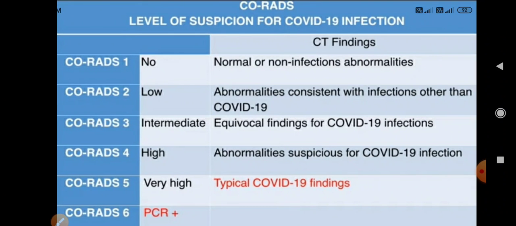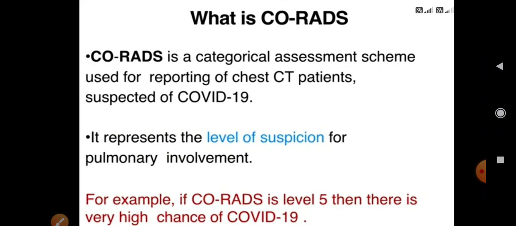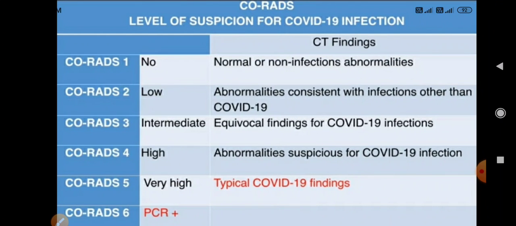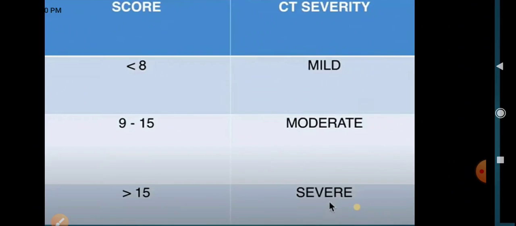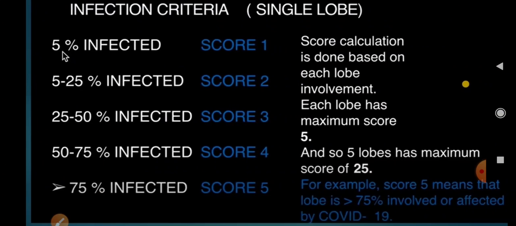These are the CO-RADS classifications. CO-RADS 4 means high, 5 means very high, and CO-RADS 6 means PCR positive. CO-RADS is a categorical assessment scheme for reporting CT chest of patients. 3 is intermediate, 2 is low and 1 is none. A score less than 8 is mild, 9 to 15 is moderate, and more than 15 is severe. Score 1 indicates 5% infectivity, 5 to 25% is score 2, 25 to 50 is 3, 50 to 75 is 4, and more than 75 is 5.